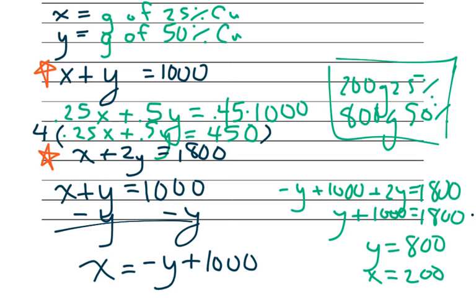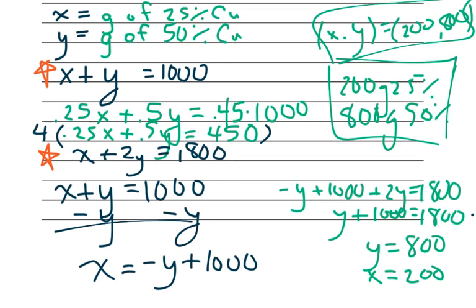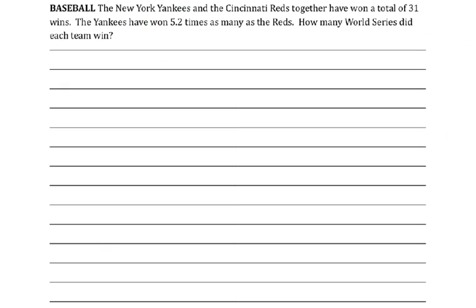The other thing too is we could write this as a coordinate, x, y equals 200, 800. We'll put the second word problem in these notes in a separate video.